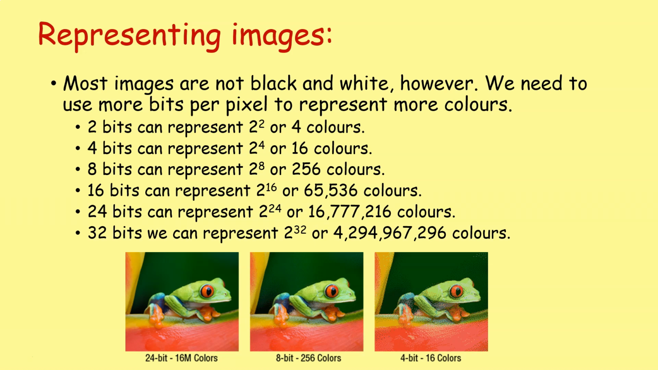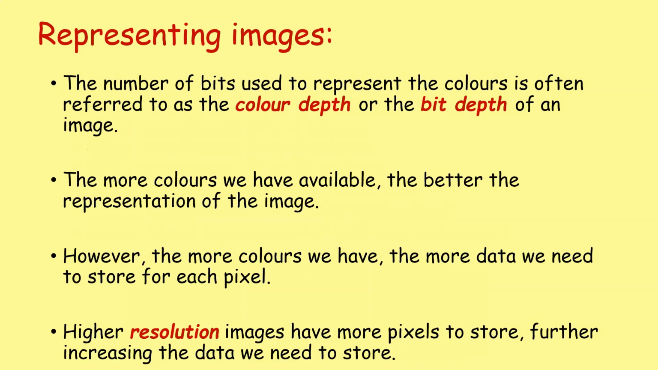And if you have a look at these images at the bottom, you can see there's quite a bit of difference between the 16 color image and the 16 million color image. The number of bits used to represent the colors is often referred to as the color depth, or sometimes the bit depth of an image. The more colors we have available, the better the representation of the image. However, the more colors we have, the more data we need to store for each pixel, and the greater the storage requirements. Higher resolution images also have more pixels to store, further increasing the amount of data that we need to store somewhere on our hard drive or SSD.